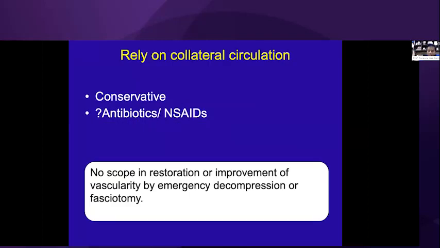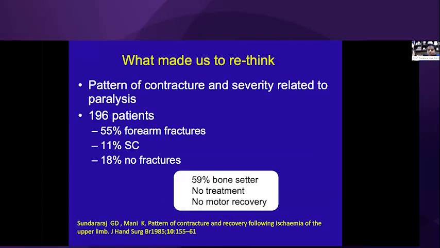And moreover, there is a possibility of collateral circulation, which can also help us to get good circulation. The entire scenario of our case series was based on one article, from Sundararaj in JBJS. They found that among 196 patients, 55% had forearm fractures and 11 had supracondylar fractures. They retrospectively analyzed that all those patients who developed Volkmann's ischemic contractures did not have any surgery. So 196 patients did not have any surgery.